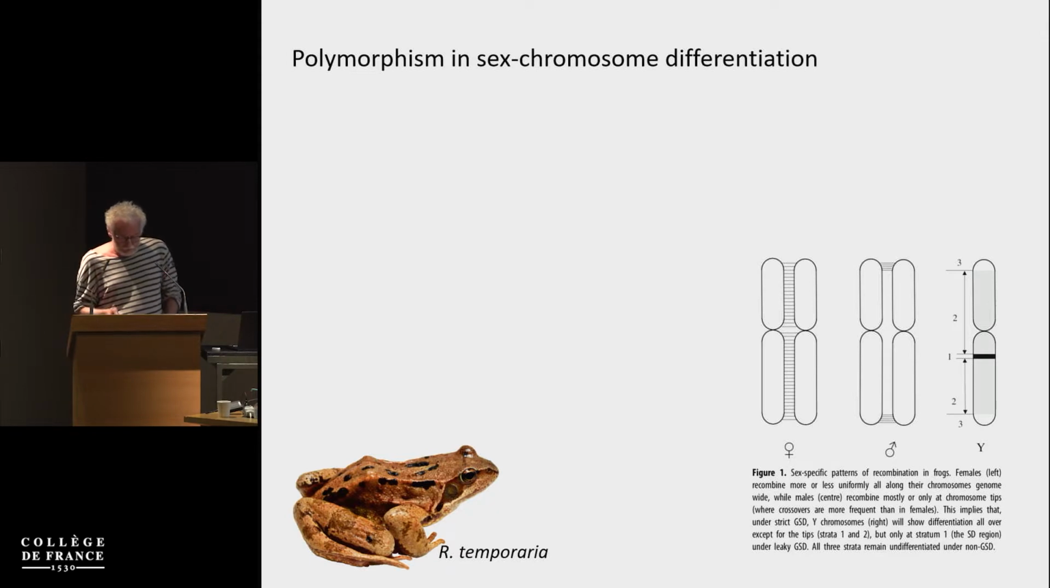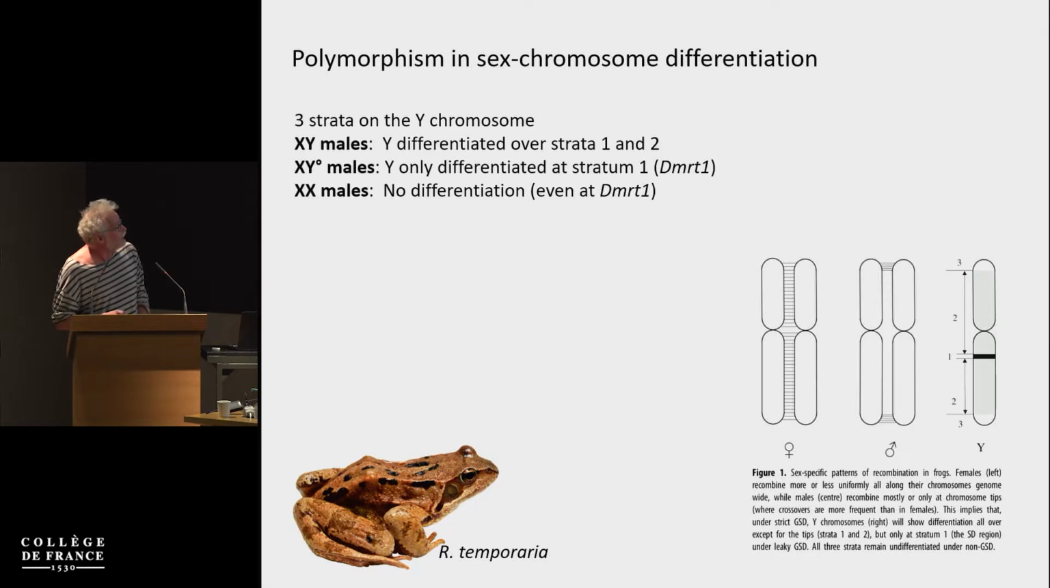Another important point to make with the frogs is that we find polymorphism in the level of sex chromosome differentiation. Basically, in Rana temporaria, we find three kinds of males. The one we call XY males, where the X and Y are differentiated all over the chromosome, except for the tips where males recombine anyway. So the two strata, stratum 1, which is the sex-determining region, and stratum 2, which is most of the remainder of the chromosome, are differentiated between X and Y.